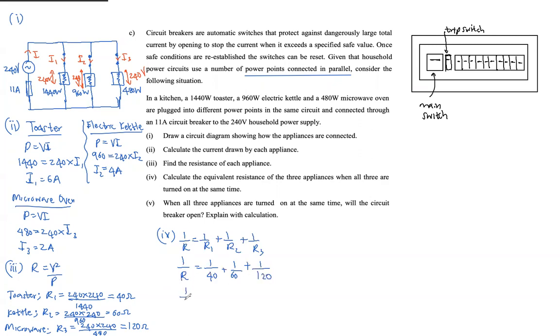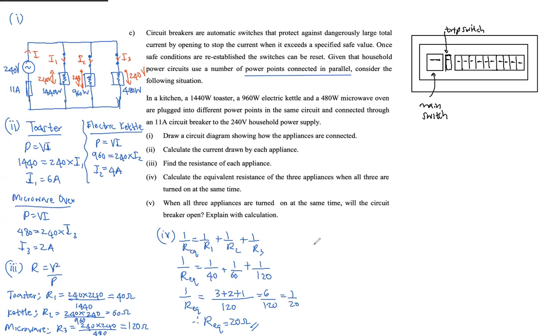Then 1 over R is equal to, taking 1 over 120 as the common denominator, (3 plus 2 plus 1) over 120, which is 6 over 120, therefore it is 1 over 20. So R equivalent is going to be equal to 20 ohm.